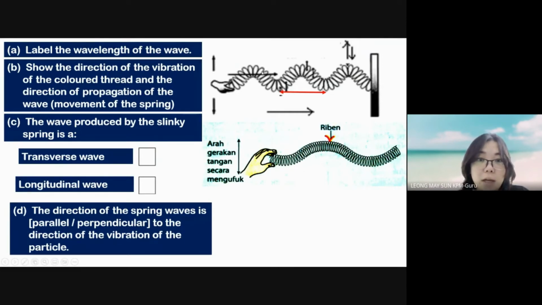The movement shows the direction of vibration of the coloured thread and the direction of the propagation of the wave. The wave is propagating from left towards the right, and the particles are moving up and down. And this is an example of a transverse wave.